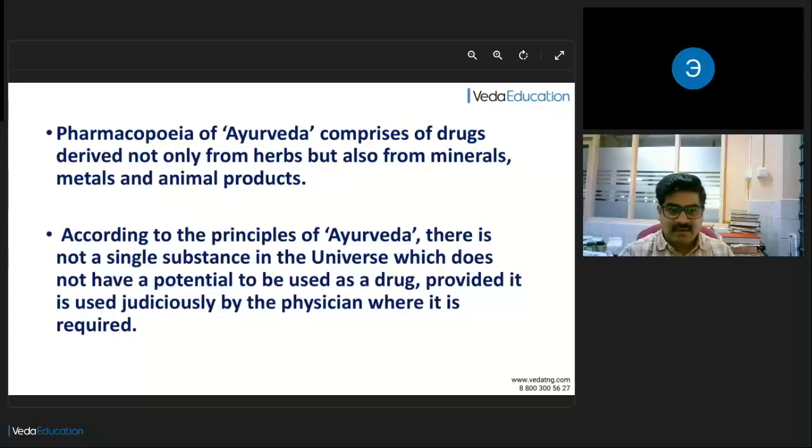Okay? And we, the Ayurvedic physicians, believe that there is not a single substance in the universe which does not have a potential to be used as a drug.